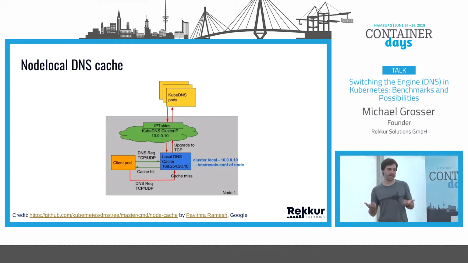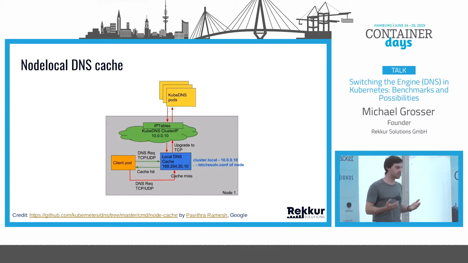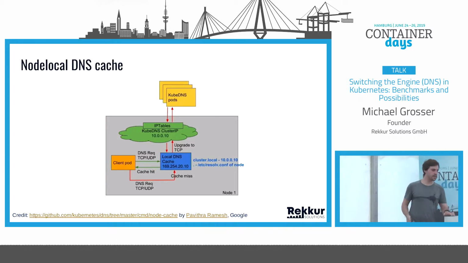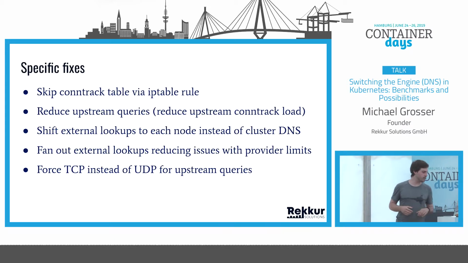If you miss the cache, which hopefully isn't that often, we still have to go upstream, but then we can optimize further because now we control not just the cluster DNS, but the client side of that cluster DNS.